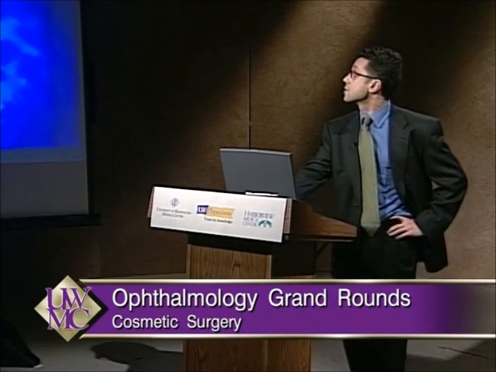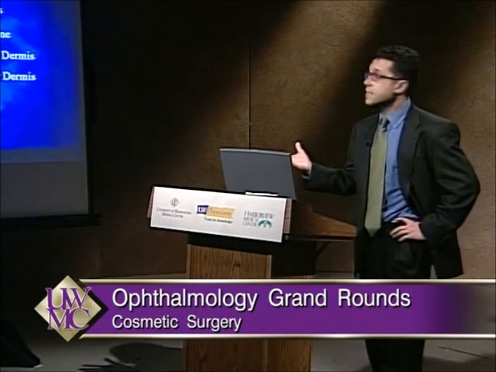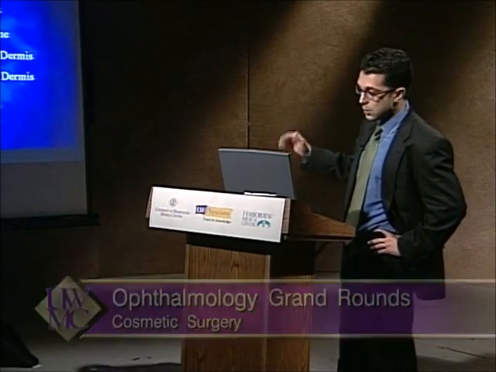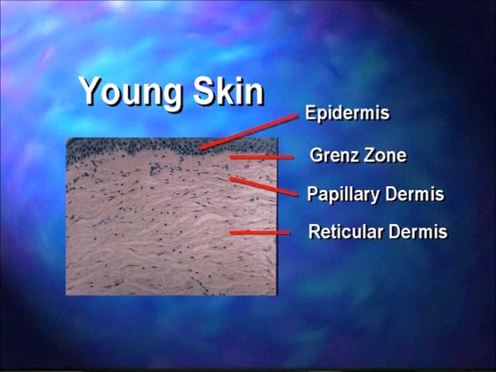What are some of the changes that we see with facial skin? Well, this is what young skin looks like. We have the upper layer, which is the epidermis. We have a zone below it called the Grenz zone. The Grenz zone is the zone of collagen production. That's the uppermost layer of the dermis where the fibroblasts, the cells that make collagen, are constantly producing new layers of collagen. But with young skin, the collagen underlying that zone looks relatively uniform, regular, and undamaged by the sun.